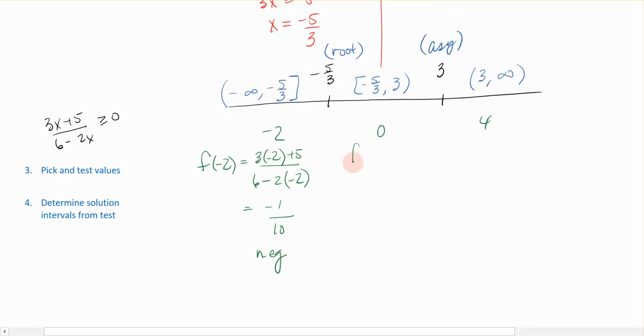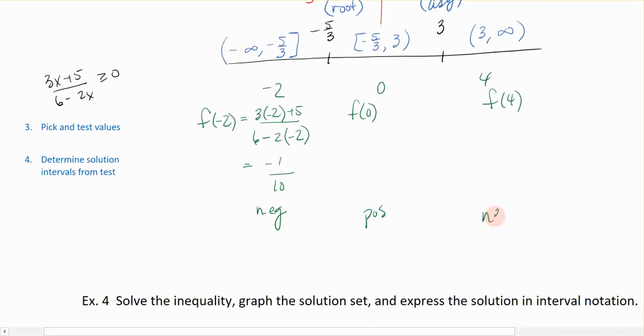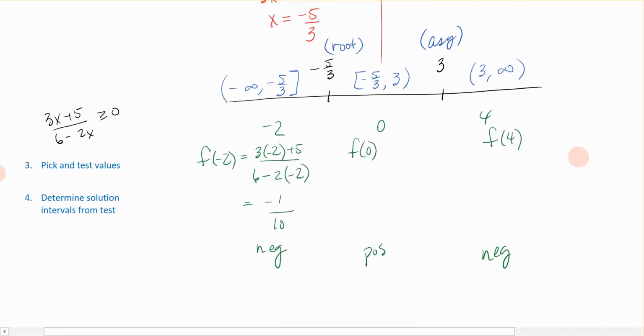Let's do the same thing when x is 0 and when x is 4. I think you can handle that. If I replace x with 0 in the function, I would find out that in the center here, we're looking at positive values. And when I replace x with 4, I end up getting negative values. Make sure that when you replace those numbers on your own, you come up with negative, positive, and negative.